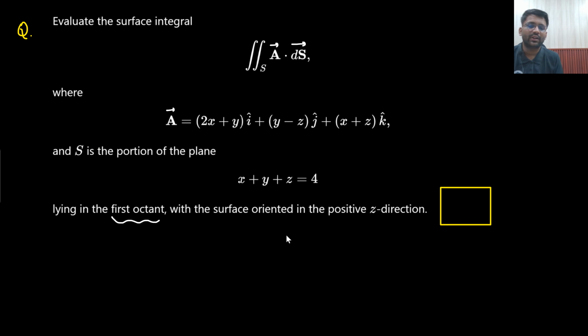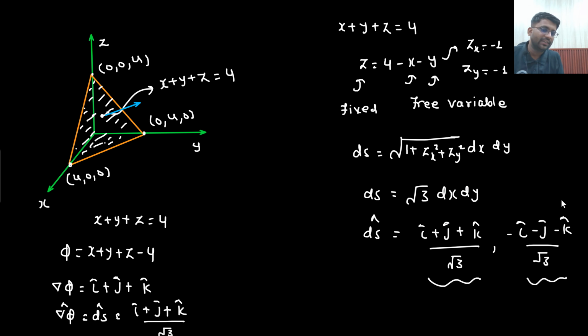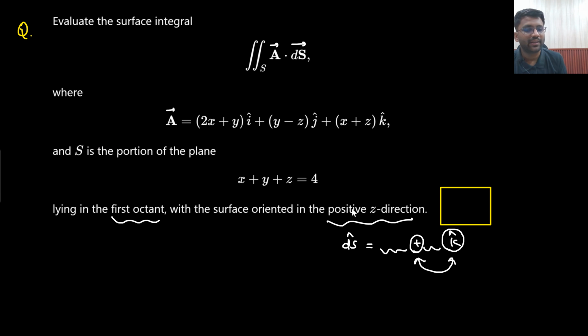You will go back to the question. What is written? The surface oriented in the positive z direction. Positive z direction means that whatever dS vector you are taking will have some factor of k cap, and it should be positive. That means plus k cap should come in the dS vector. This is the requirement. In one answer we are getting minus k cap, and in this answer we are getting plus k cap. So this is what I will accept. In the examination, this would be written as: surface oriented in the positive z direction.